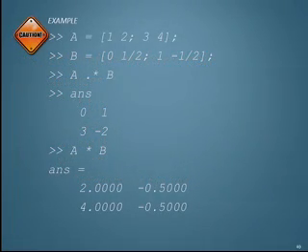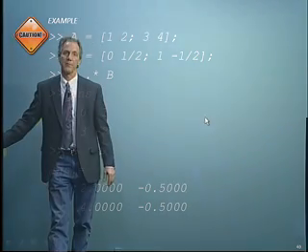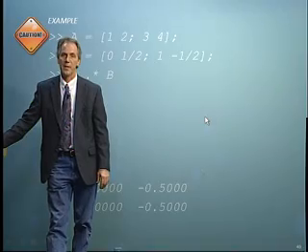And so here's an example of that. Two 2x2s. I can do A dot star B, I get one answer. I do A star B, totally different answer. And you need to know which one is the correct one for the situation that you happen to be in at that moment.